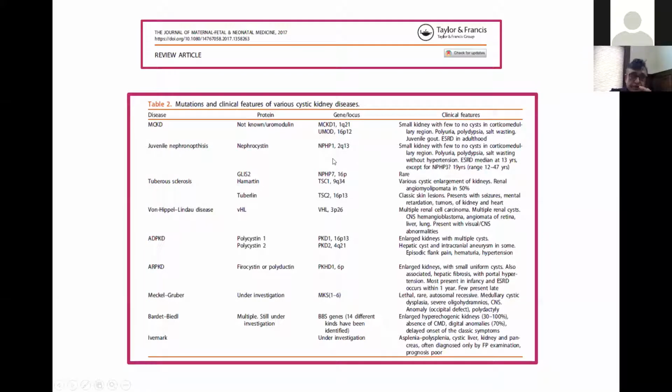the gene locus. For example, for MCKD, you have to look for the UMOD gene. Are you looking for juvenile nephronophthisis? This is NPH, NPHP1. Tuberous sclerosis: we had a nice paper on tuberous sclerosis and the interaction of the gene with VHL. And then von Hippel-Lindau disease is at VHL 3p26. So, or you look into the clinical features and classify them on that basis.